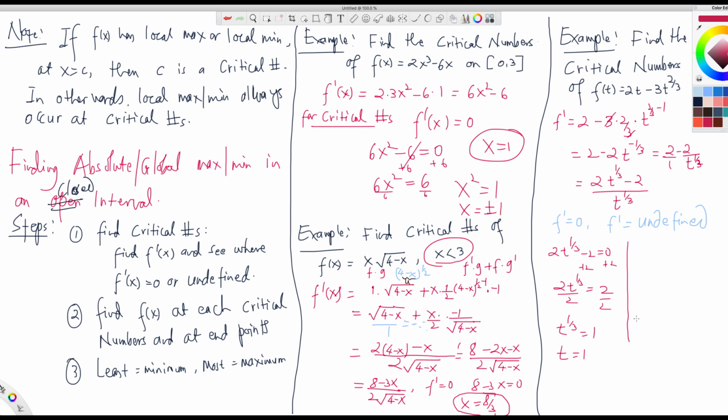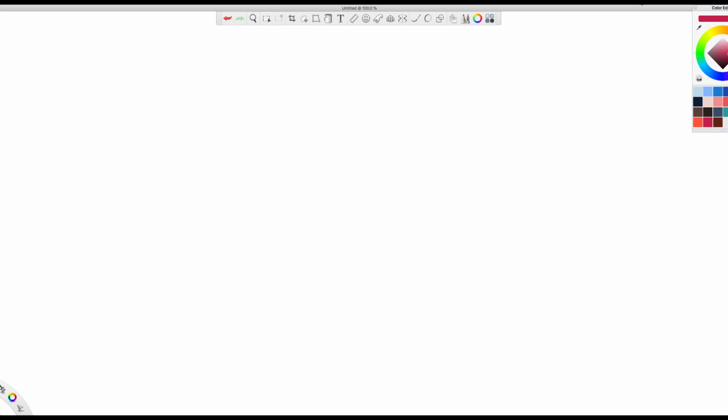And what is the other critical number? The other critical number is the value of t that makes this undefined. t equals 0, right? That makes f prime undefined. So what are the critical numbers? Therefore the critical numbers are t equals 1 and t equals 0. These are the critical numbers.